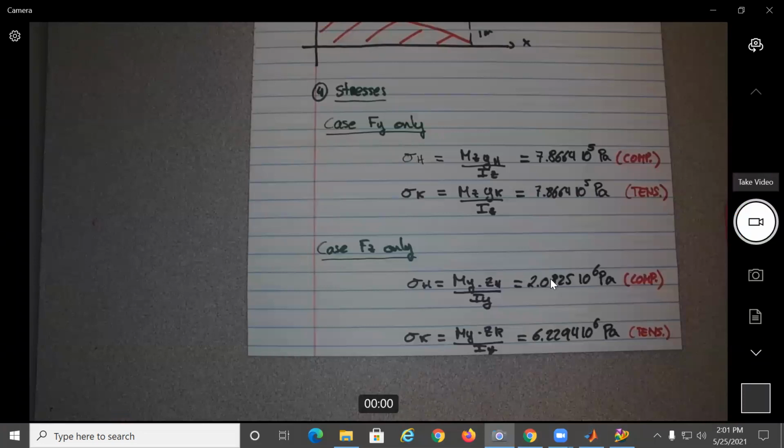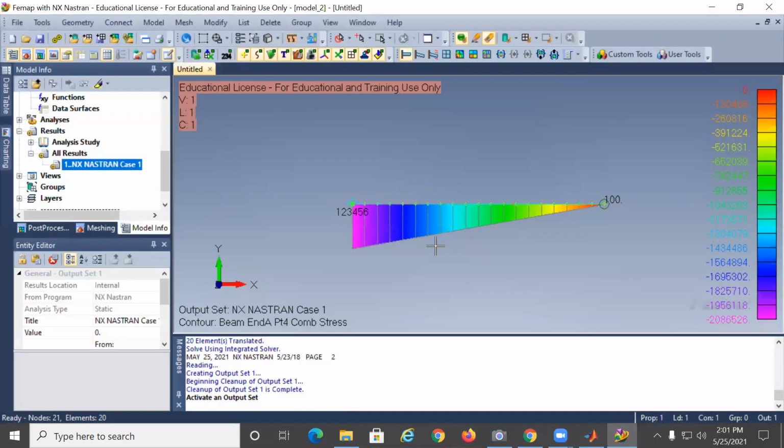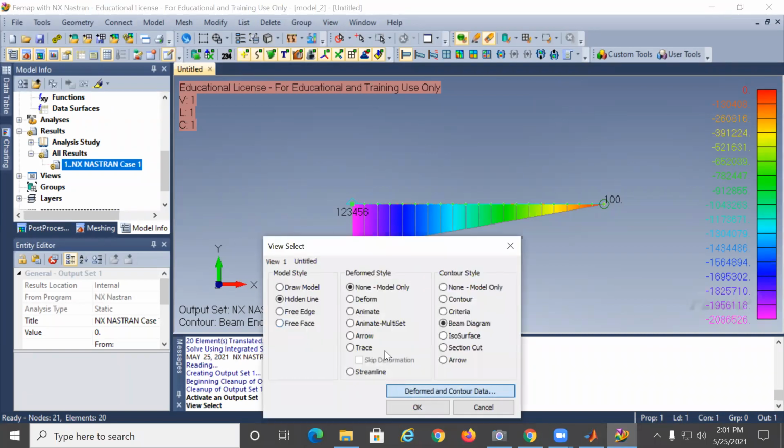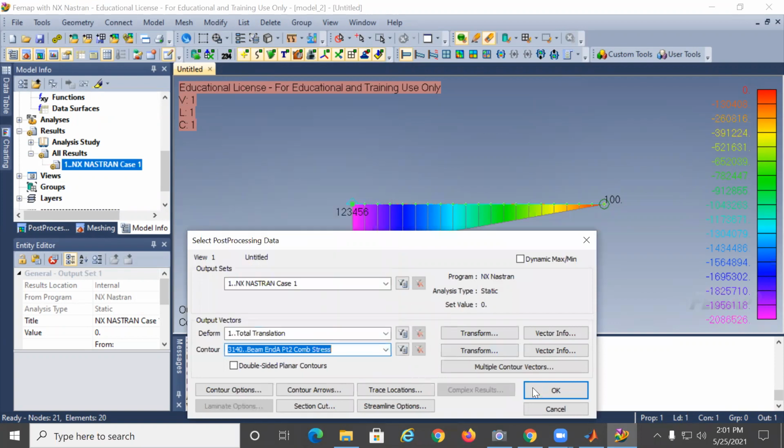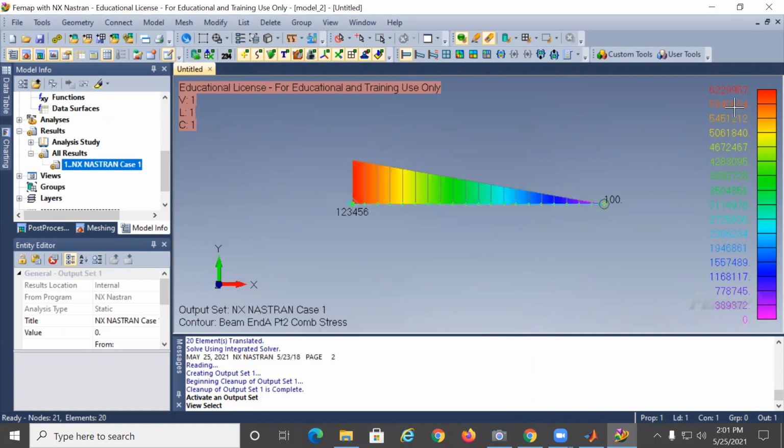So let's go and check with the FEMAP. We did check this one. Let's see if we get this one in tension, about 6.22294 10 to the 6. So we need to come here. We did 0.4. We need to do 0.2. Come here, 0.2. 6.229957. Okay.